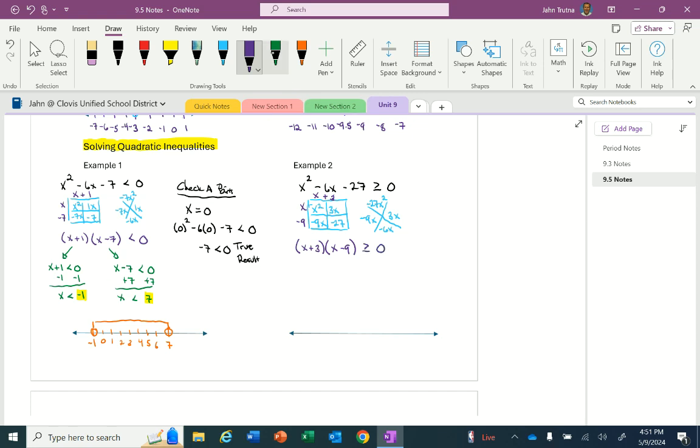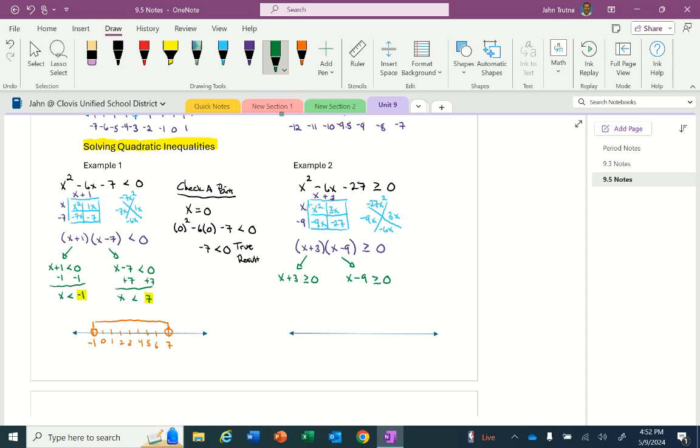Okay, and then once again, I take both of my factors, x plus 3, and I create an equation. x plus 3 is greater than or equal to 0. And then I use my other factor, which is x minus 9 is greater than or equal to 0. And I solve both of these inequalities.